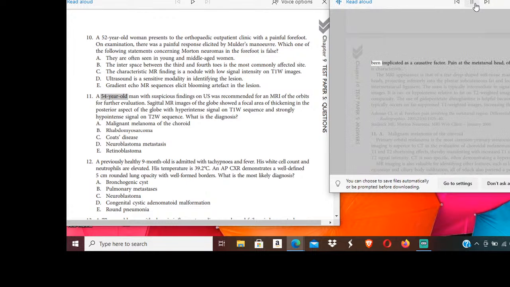Been implicated as a causative factor. Pain at the metatarsal head, often radiating to the toes, is characteristic. The MRI appearance is that of a teardrop-shaped soft tissue mass between the metatarsal heads, projecting inferiorly into the plantar subcutaneous fat, and located plantar to the intermetatarsal ligament.